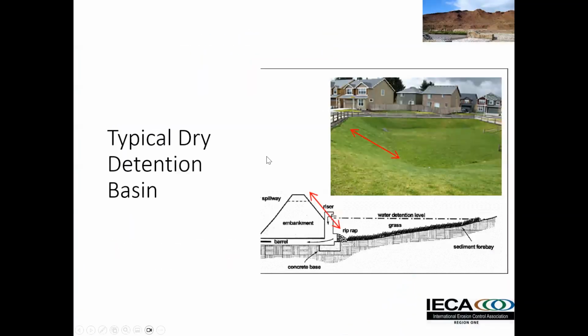So, typical dry detention basins. Now, obviously, there's dry and wet basins out there. They both function similarly. Obviously, wet basins have a permanent pool, but a typical dry detention basin has an inlet, and the low flow orifice is located at the bottom of the pond, and that's where sediment is going to accumulate.